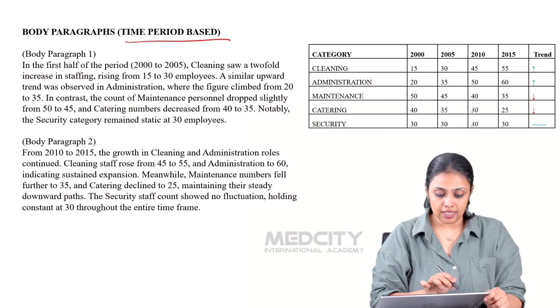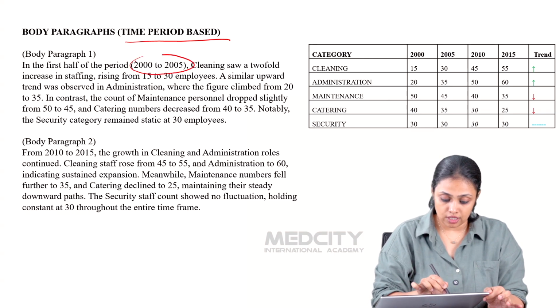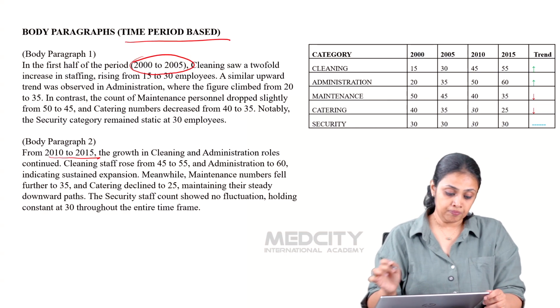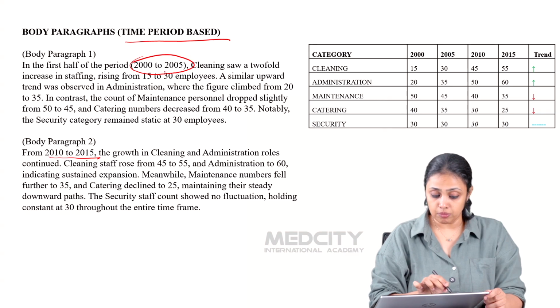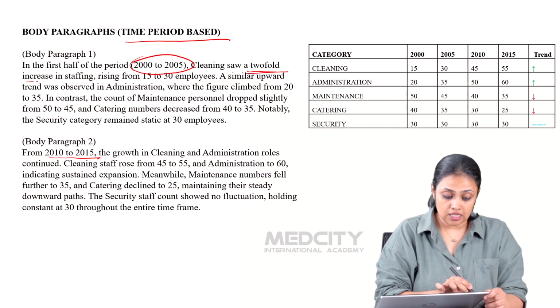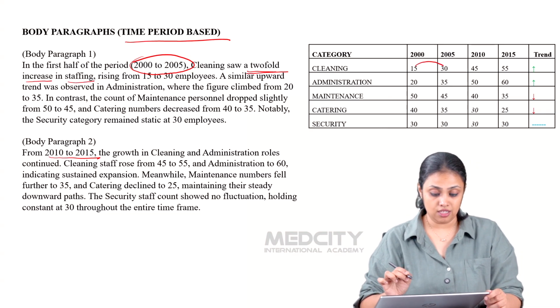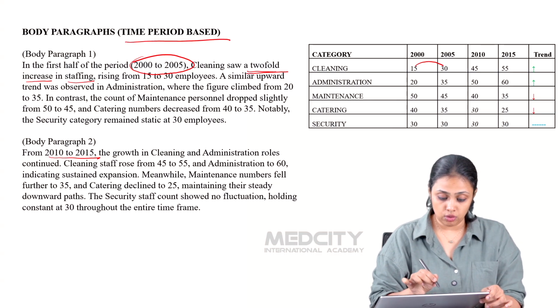In the first body paragraph, this is time period based. So in the first body paragraph, we have included the details from 2000 and 2005, and in the second body paragraph, 2010 to 2015. The first body paragraph says, in the first half of the period, that is from 2000 to 2005, cleaning saw a 2-fold increase in staffing. 2-fold increase, 15 to 30. So you just notice the kind of words that are being used. Rising from 15 to 30 employees.